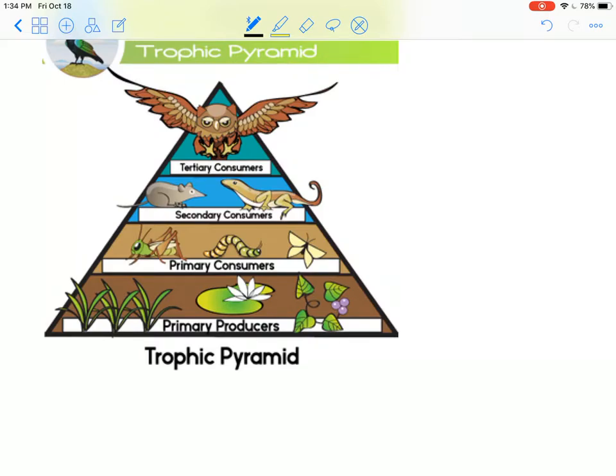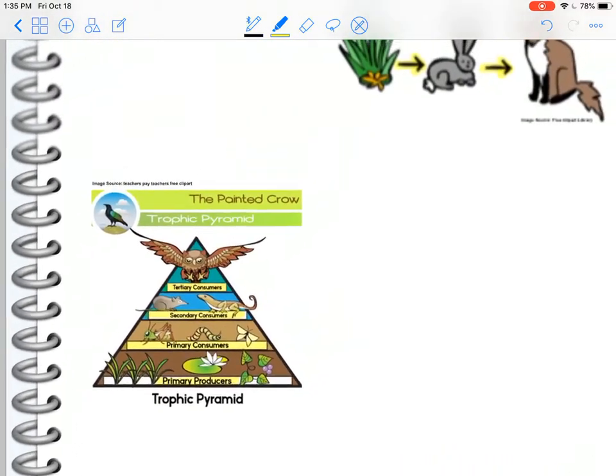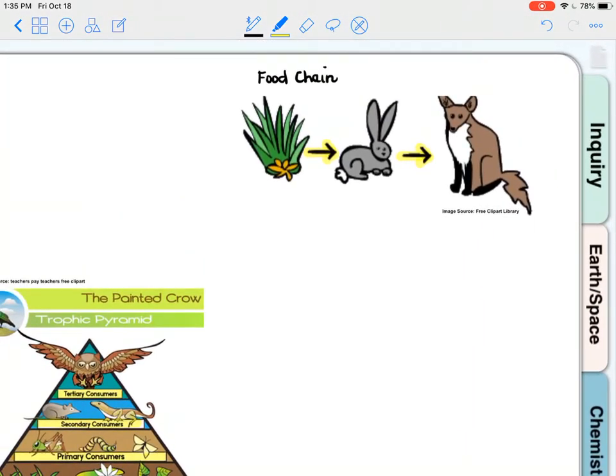What I want to call your attention to are these terms, where you have tertiary, secondary, primary, and then you have producers. So let's back up here to our food chain, and I will label that for you. This is a producer. The grass grows, it produces food. The first creature in my food chain is the primary. So primary means one.